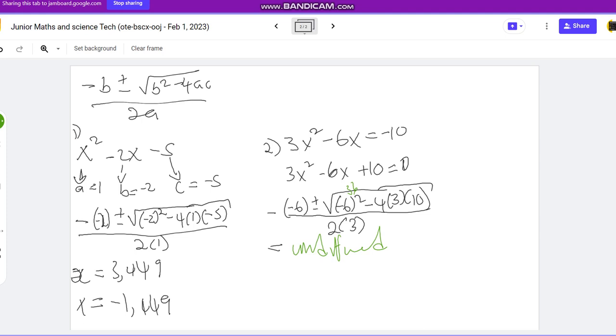So this is just a way in which you can simplify, or you can factorize what?